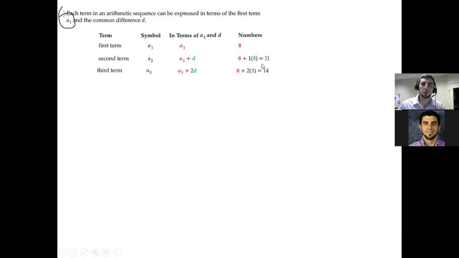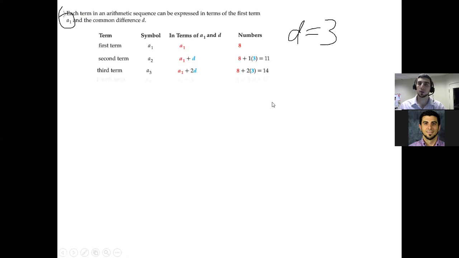Now, if the first term is 8 and the common difference is 3, well, to get the second term, you take the first term and just add the common difference. So 8 plus 3 is 11. To get the third term, how you can think of it is you have to add 3 again. So far you've added 3 2 times to the first term. So it's a1 plus 2 times the common difference, or 8 plus 2 times 3.